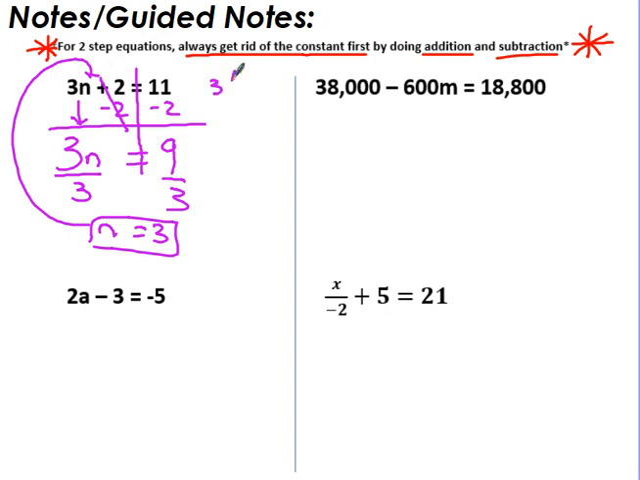And I'm done. Now I can plug that back in and see if I did it correct. So that's 3 times 3 plus 2. 9 plus 2 is 11. Oh, look, it's supposed to equal 11, so I did it correct. And that's just a nice quick check to make sure that you did it right.